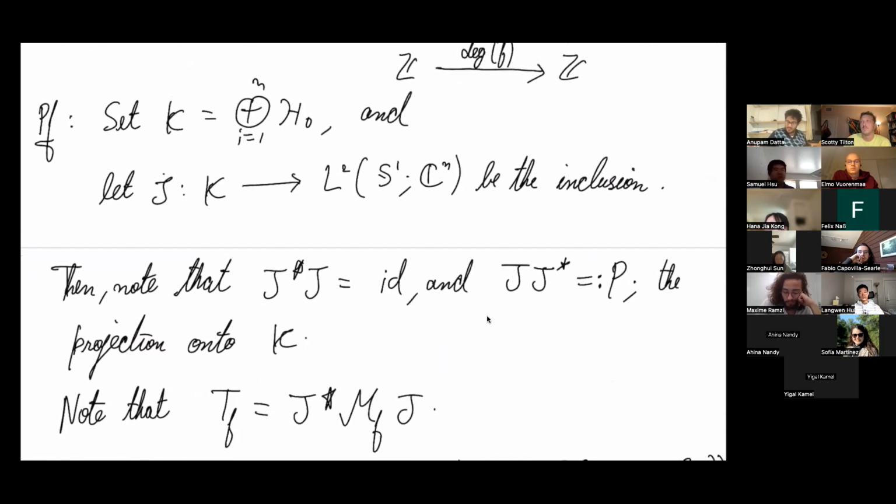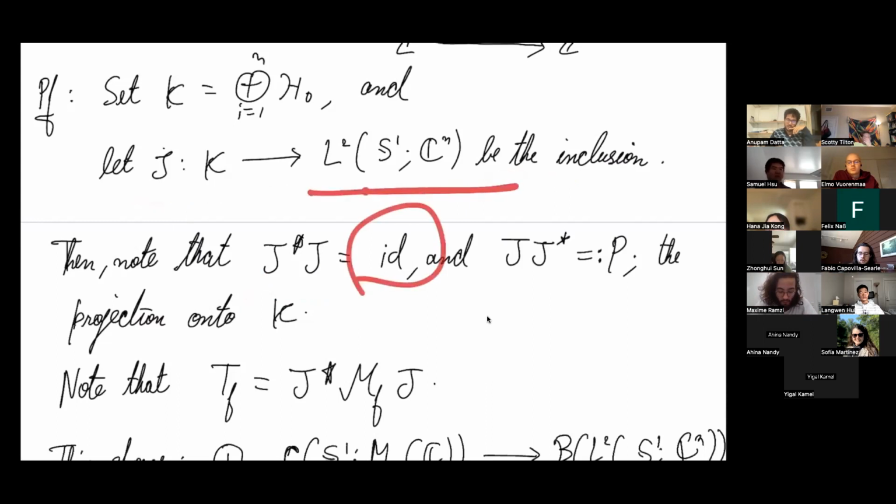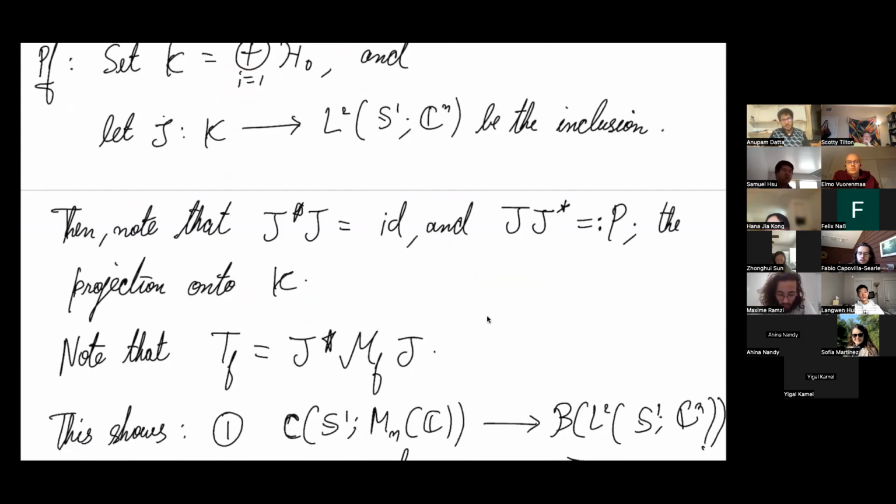The first thing is some technicalities, which I cannot make much sense of while speaking, but the point is, if you take the inclusion and then you see how the adjoint inclusion of a closed subspace into a Hilbert space would look like, you will immediately get that J star J is going to be the identity operator on L2 of S1 with values in C^n, and JJ star is going to be the projection onto our subspace, the direct sum of the Hardy spaces. And in this setup, you can much more succinctly and cleanly write the Toeplitz operator associated to F as just J star M_F J, which I will leave you to verify.